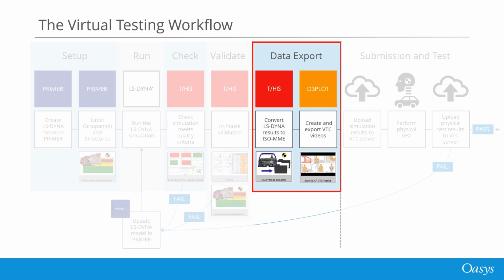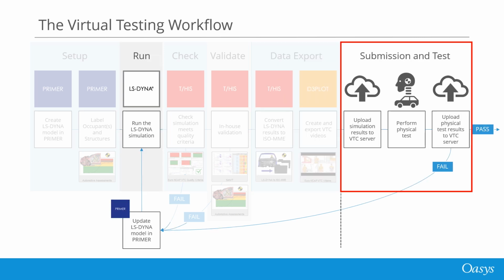Once you are happy with your simulation model quality, you can use LS-DYNA to ISO-MME to convert your results to ISO-MME format specified in the protocol and export the required animation using VTC videos. Once results have been submitted, the physical test is performed. Then the test data is submitted too, so that it can be correlated.